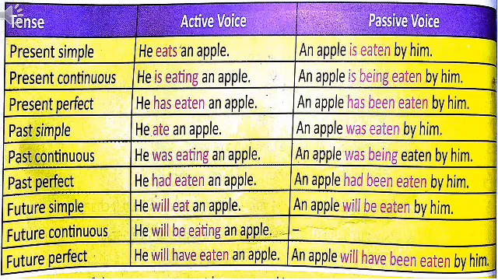Future simple, he will eat an apple. After will, we will add be and then third form. An apple will be eaten by him. Now future perfect, he will have eaten an apple. After have, we will add been. An apple will have been eaten by him.